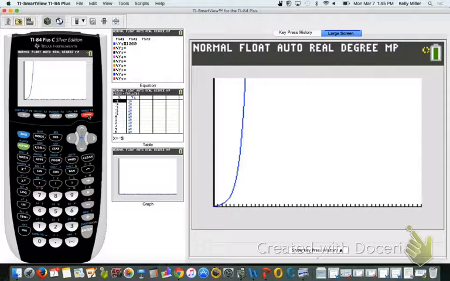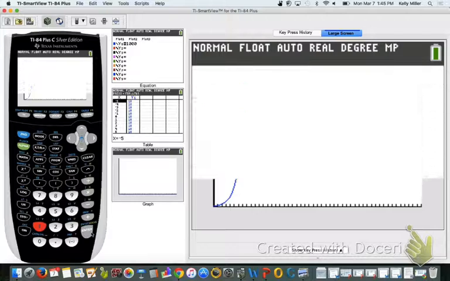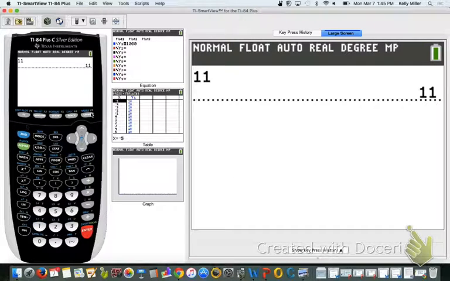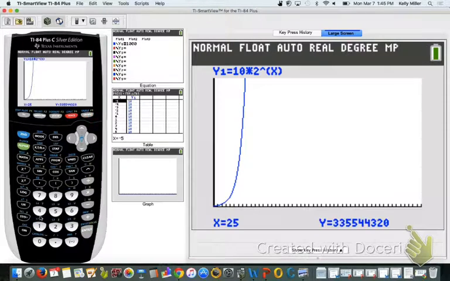Looks almost the same. So if I go to trace, after 1 year, my $10 is at 20. Is that pretty good? Going from 10 to 20?